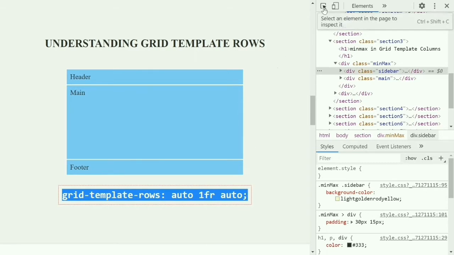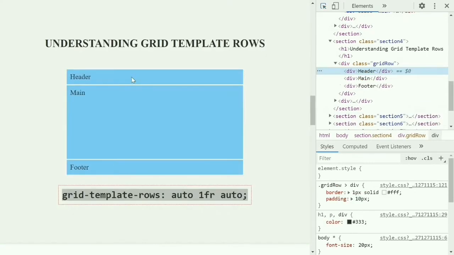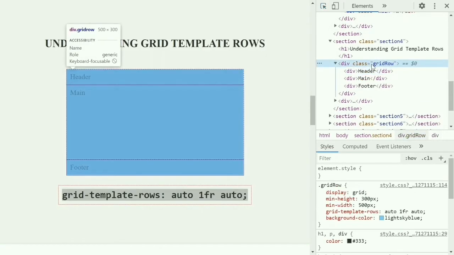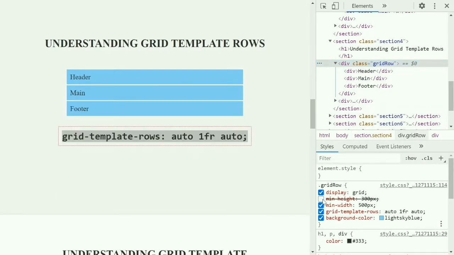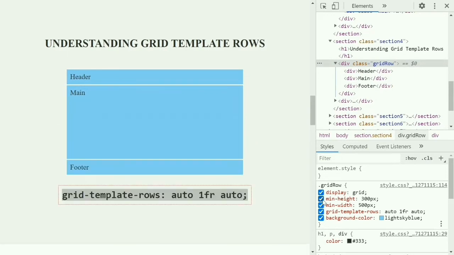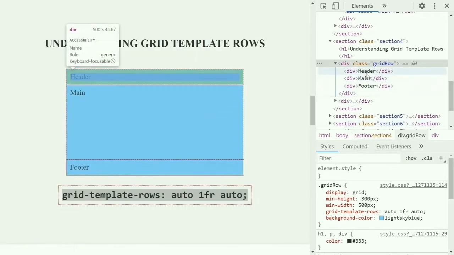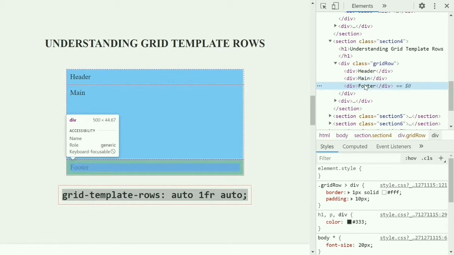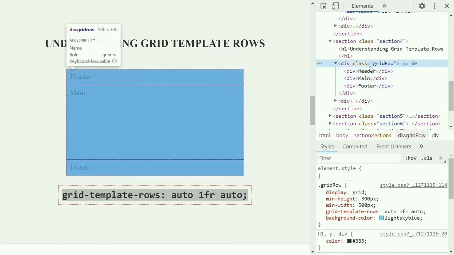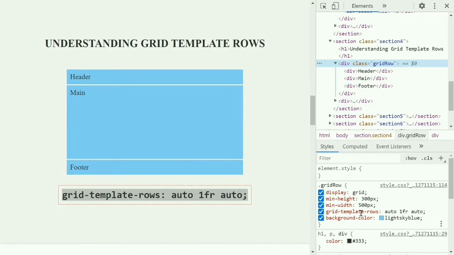Let us take a look at the HTML. So this is the grid row. I have given a minimum height of 300px. If there isn't enough content, it's not going to grow, I mean, there is no point in growing. So I'm just giving a minimum height of 300 pixels. And in this, there's a header, a main, and a footer. So to this grid row, I have given the grid-template-rows to be auto 1fr auto.